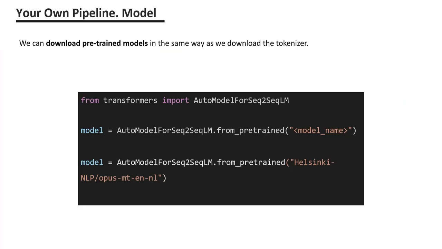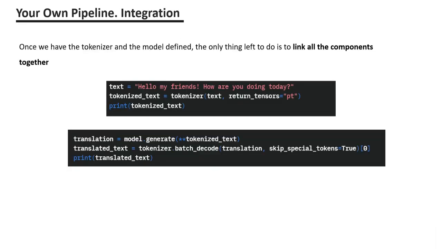Having obtained both the tokenizer and the model, it is now time to consolidate all the steps into a single pipeline. The process involves connecting all the components. We first apply the previously defined tokenizer to our text. By invoking the tokenizer function and passing it the text, it transforms the text into a set of numbers that the models can interpret.